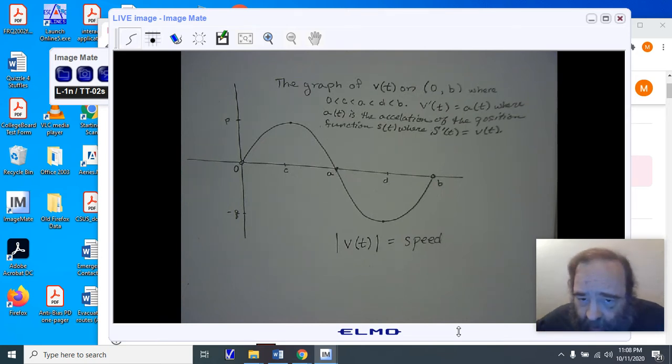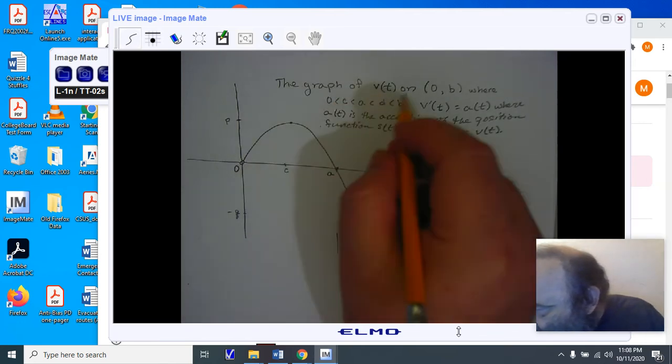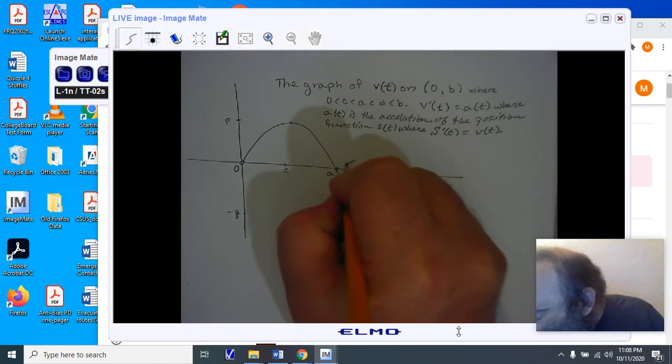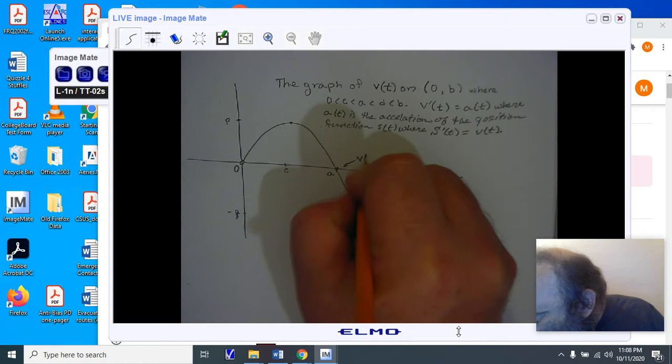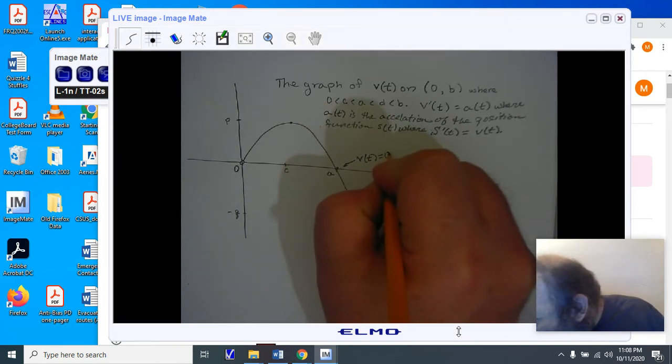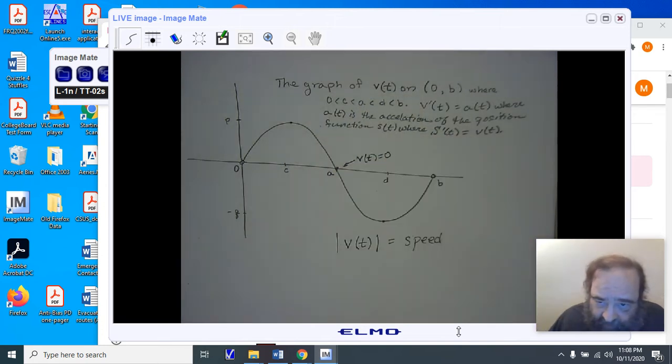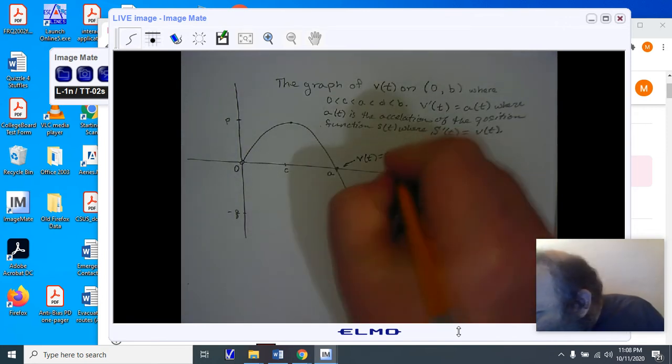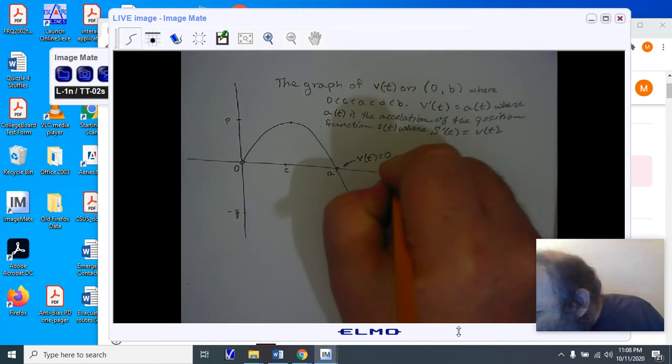So here we're talking about velocity, and therefore velocity is equal to 0. And because we're talking about an open interval that's the derivative of a position function, we know the endpoints aren't going to be evaluated. So we have our one position where whatever's happening, our particle is at rest.